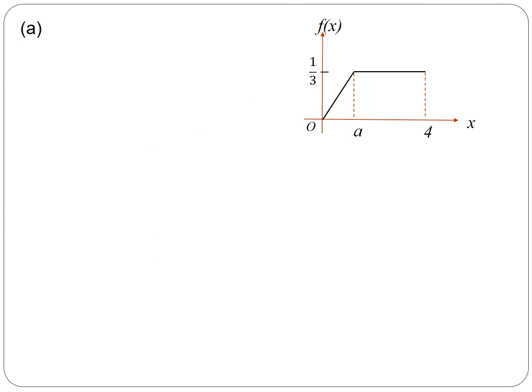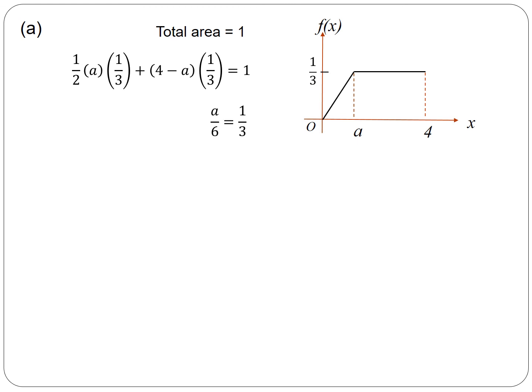Okay, so how do you find the value of a? The total area under the graph is 1. So first is a triangle, half times base a, height 1 over 3, plus a rectangle. The width is 4 minus a, the length is 1 over 3. So the total area must be 1. So solving, you have a over 6 equal to 1 over 3. So your a is 2.